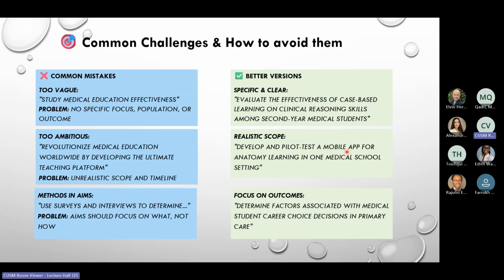Develop and pilot test a mobile app for anatomy learning in one medical school setting. Develop and pilot test. It keeps it within scope and manageable in terms of the activity that you want to perform. And focus on outcomes. Make sure your outcomes are feasible, again, and able to be collected. Determine the factors associated with medical student career choice decisions in primary care. Keep those outcomes measurable, and if they're measurable, they'll likely be feasible.